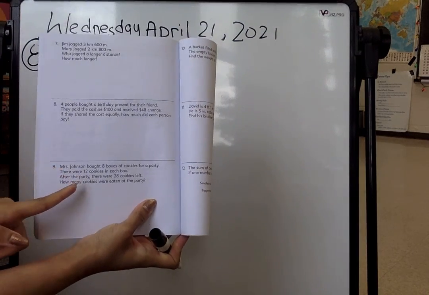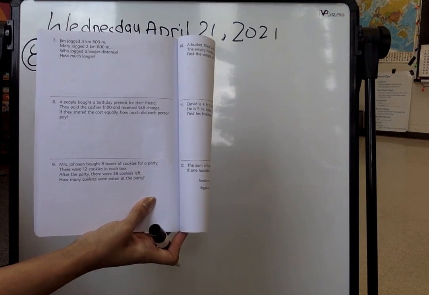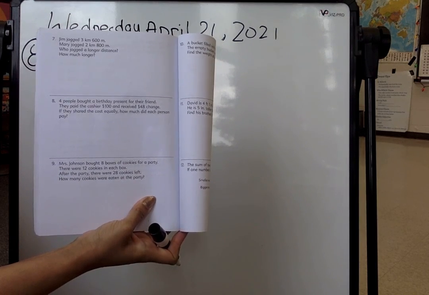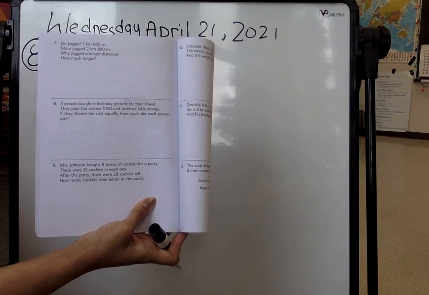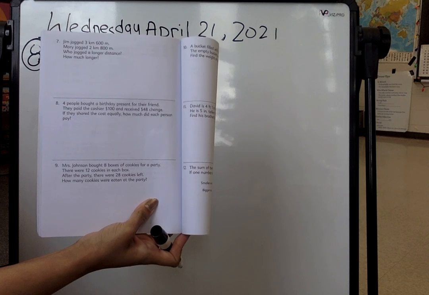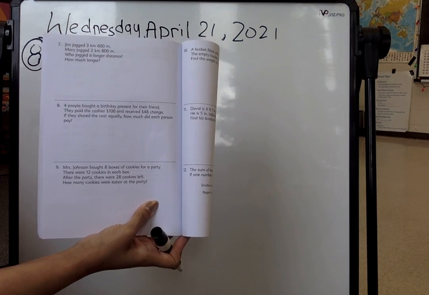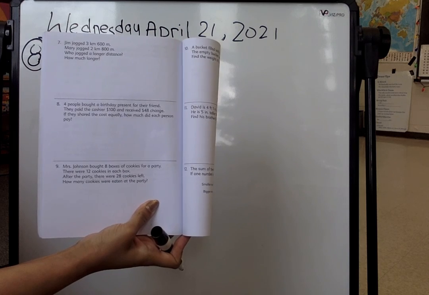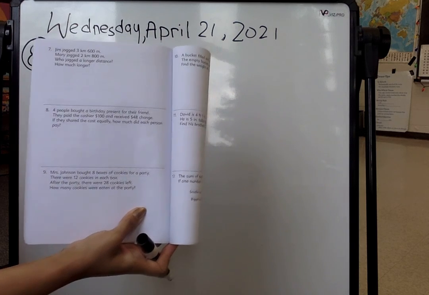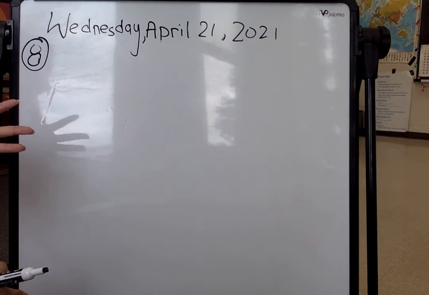Okay, so let's look at question 9. Mrs. Johnson bought 8 boxes of cookies for a party. There were 12 cookies in each box. After the party, there were 28 cookies left. How many cookies were eaten at the party? Okay, so this is the question. And again, this will also be a two-part problem.